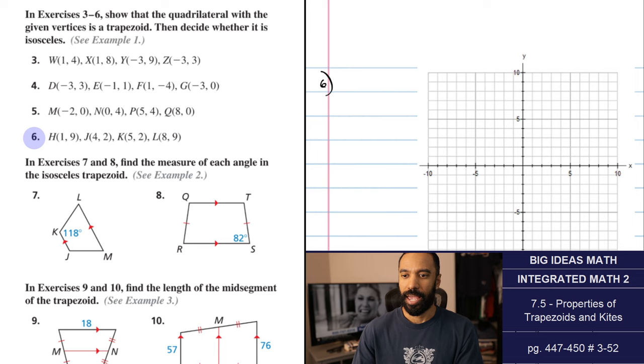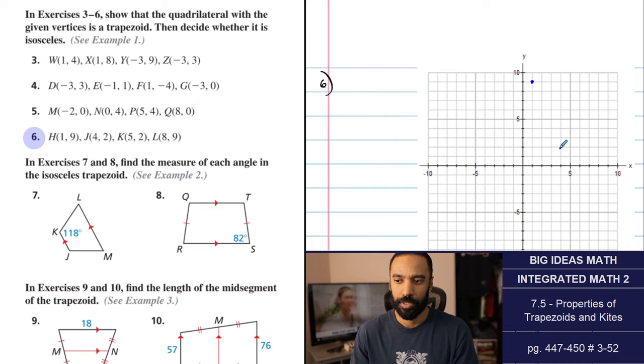All right, H is at 1.9. Sorry, J is at 4.2. K is at 5.2. And L is at 8.9. I imagine this should be isosceles again. H, J, K, L. Different looking trapezoid, but trapezoid nonetheless.